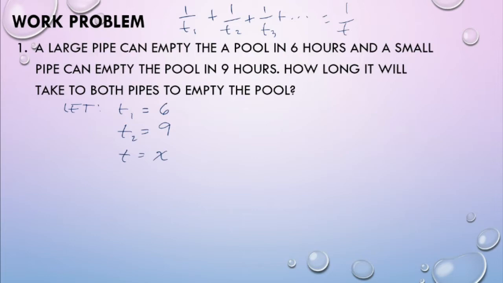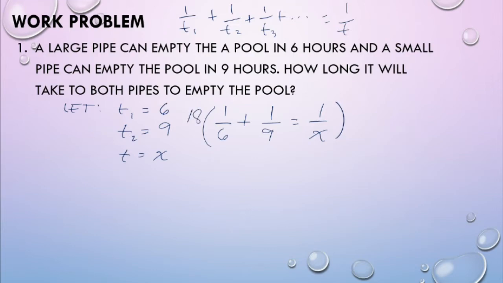So therefore, we already have our given, we can have our equation. So for our equation, we have 1 over 6 plus 1 over 9 equals 1 over x. Okay? Now, in order to solve for x, we need to find the LCD so that we can eliminate the denominators by using the LCD. So the denominators, we have 6, 9, and x. So our LCD is 18x.